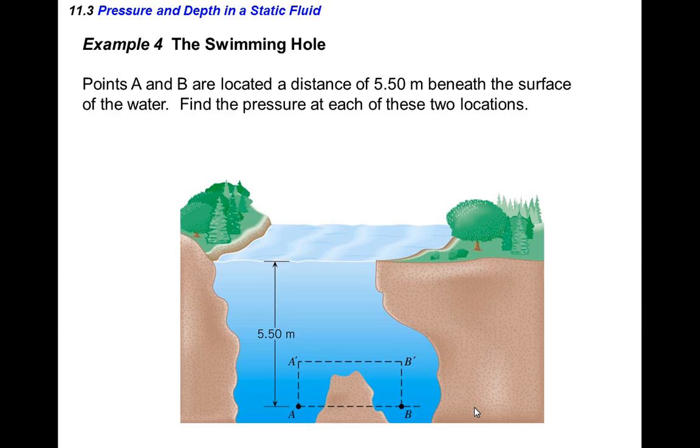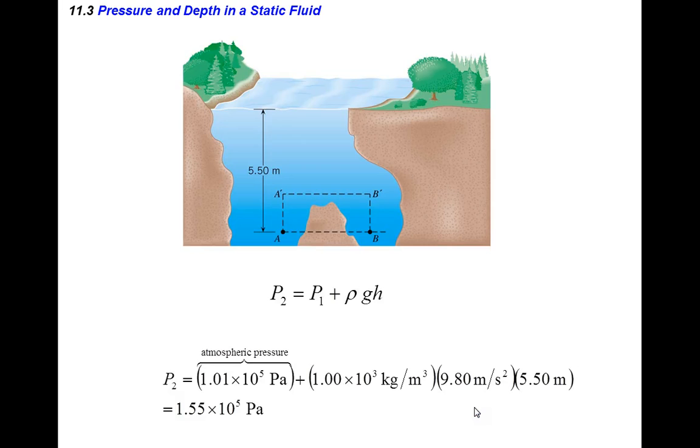Another example here is to talk about diving underwater. So you're at your local lake and you dive down 5.5 meters. You're really going to feel that on your eardrums. Points A and B are located a distance of 5.5 meters beneath the surface of the water. Find the pressure at each of these two locations. It's the same. It doesn't matter what's above it. It matters how deep it is in the water.